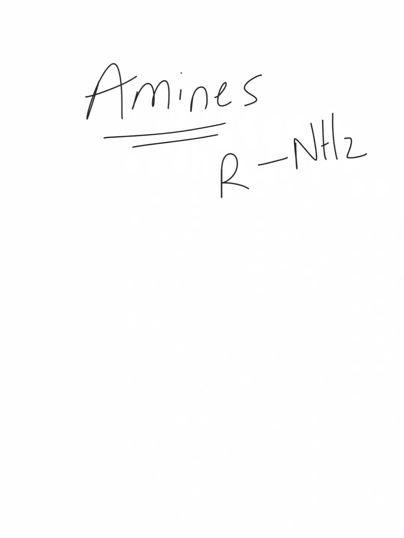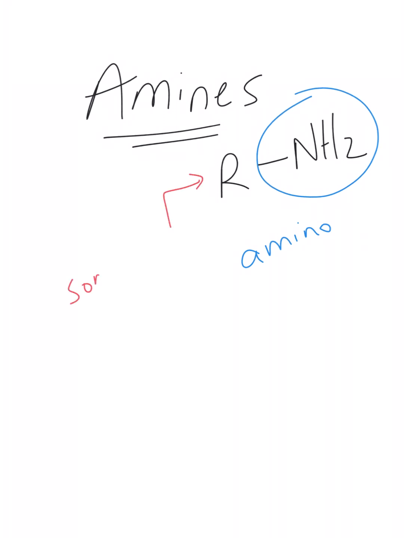Amines. Okay, another organic family that we need to know about are the amines. The amines have this functional group, the amino group. It's an NH2, or just a nitrogen, that links other carbon chains together. Anytime you see an R group like this, it just means some carbon chain.